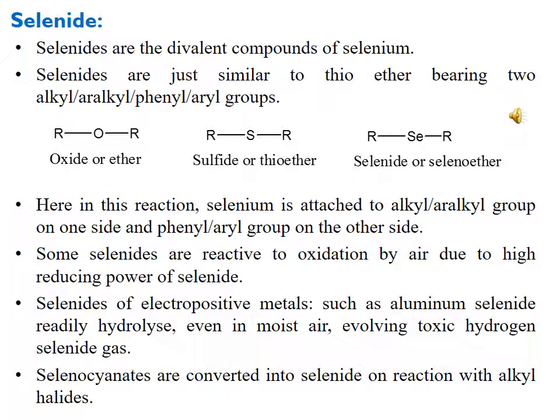Selenides are the intermediates which are produced due to the reaction of previously synthesized selenide anion and the alkyl halide. Selenides are the divalent compounds of selenium, and these are just similar to that of oxygen and sulfur. Here you can see the oxygen directly attached to two carbon is known as oxide or ether. Similarly, sulfur directly attached to two carbon is known as sulfide or thioether.